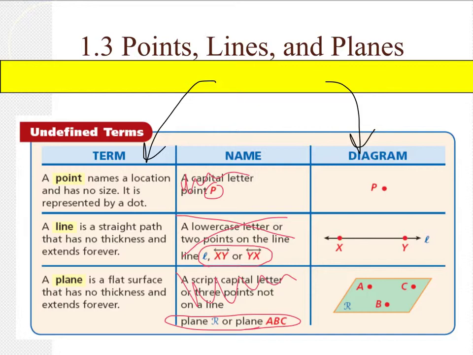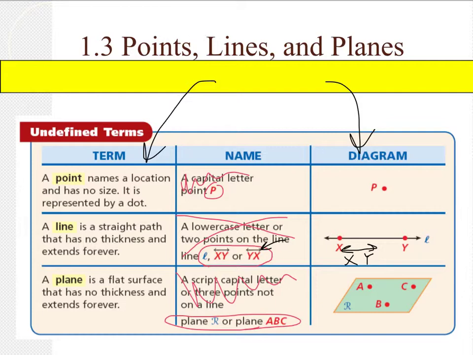A line is a straight path that has no thickness and it extends forever. It goes on and on and on forever. When we label this line, notice we have our X and our Y. If you look on that left side, it could be Y or X, and it extends. You'll have a little arrow that you need to put on top of it. Notice you need those arrows on each side, so we know that it is a line, because we need to know that it extends on and on forever.